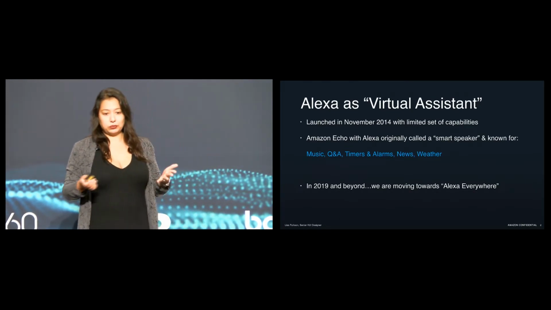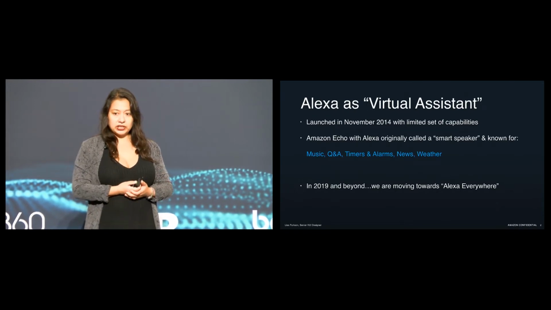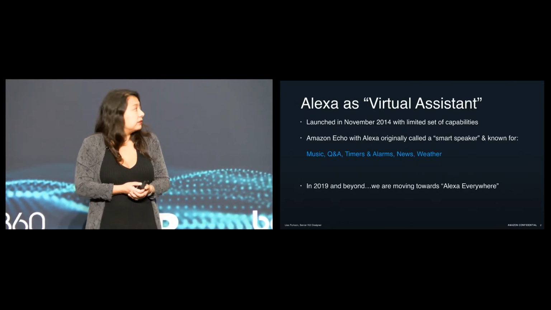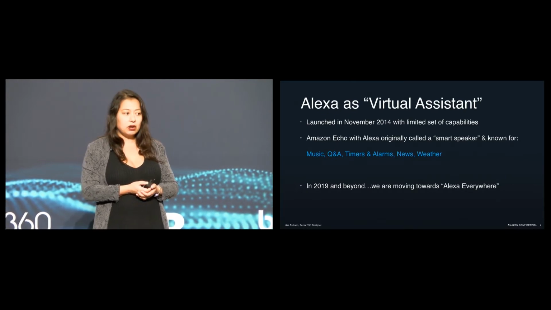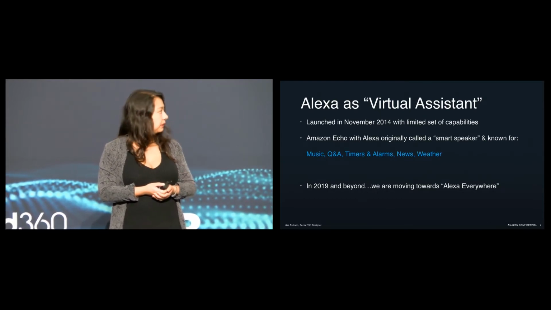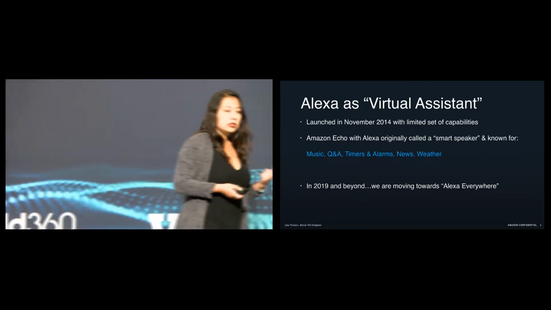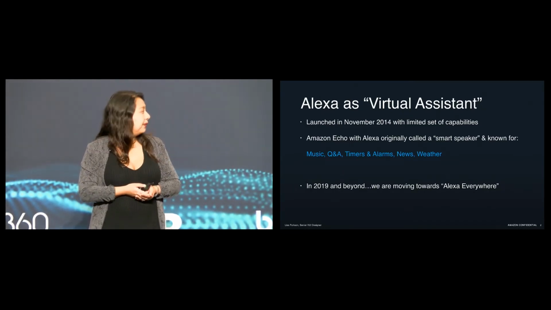I'm sure I don't need to give you guys a history lesson. When we launched, I was at Amazon during the original launch of Alexa as a virtual assistant, right? Limited set of capabilities. It was specifically called or marketed as a smart speaker with this limited set of capabilities. Music is the top use case, probably still, Q&A, timers, and alarms.